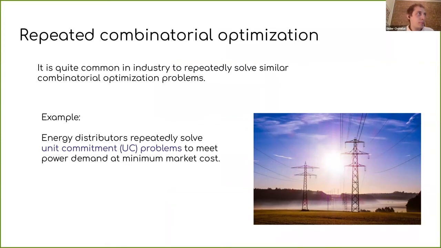All right, so the general context of this area is what we could call repeated combinatorial optimization. That's quite common in industry. You end up repeatedly solving similar combinatorial optimization problems. There are many examples I could give. The prototypical example would be an energy distributor such as Hydro-Quebec, which would repeatedly solve combinatorial optimization problems to meet power demand at minimum market cost. They have to decide how to allocate power across different lines. And the shape of these problems tends to always be the same. They're always unit commitment problems, or more specifically, security constrained unit commitment problems.